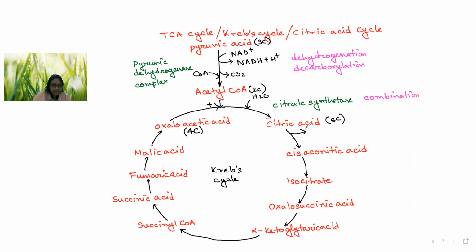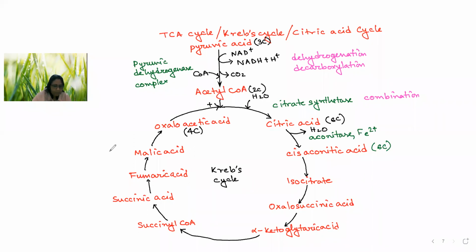Then from this citric acid, a water molecule is removed, and credit of this reaction goes to the next enzyme, which is forming cis aconitic acid from citric acid. Cis aconitic acid is also a 6-carbon acid, and this 6-carbon acid is formed with the help of the enzyme aconitase. This aconitase enzyme is having Fe2+ as a cofactor.